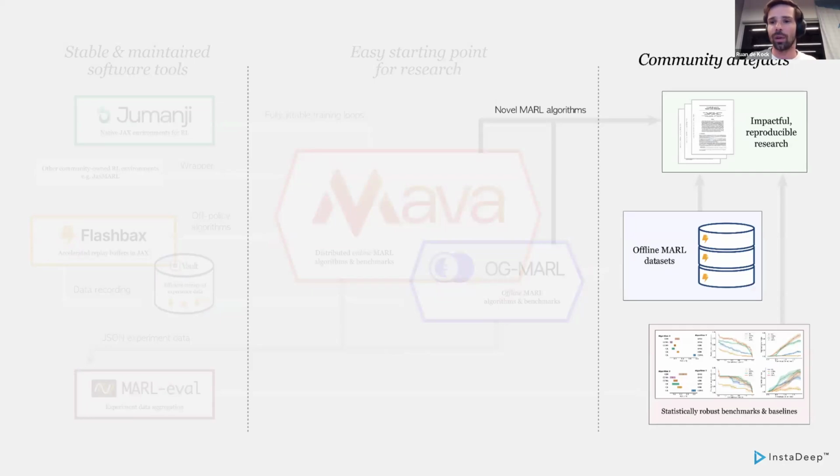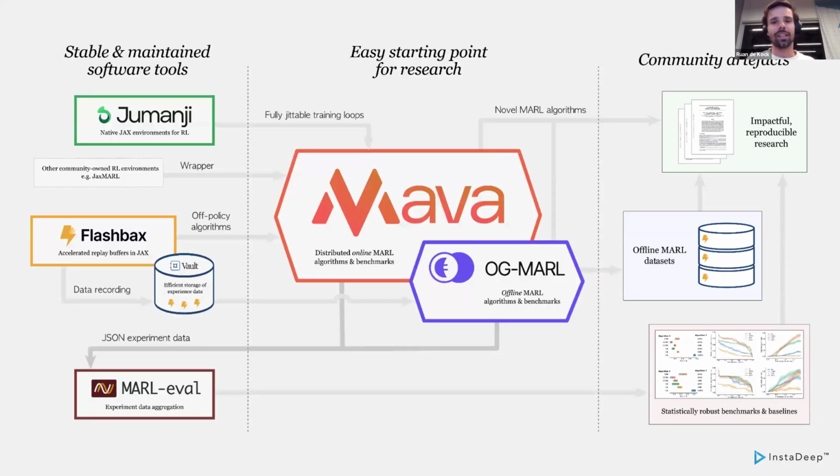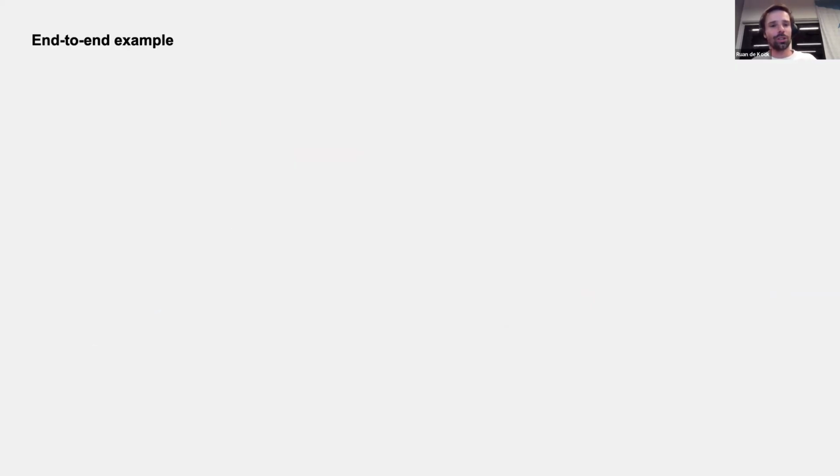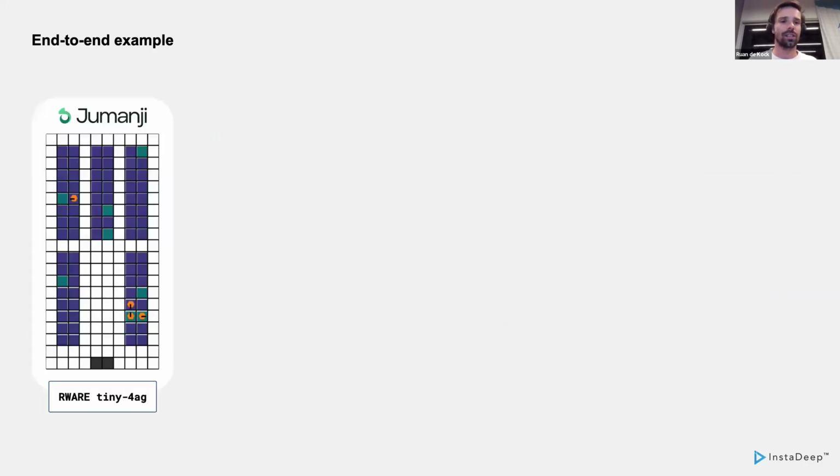And then our final pillar, which is these community artifacts, which is research that we believe will be impactful and reproducible and beneficial to the community as a whole. So to summarize, here's our entire ecosystem, but we don't just want to leave you there. We really want to show just a simple example of what using this entire ecosystem together can do, and the avenues of research that this can open up.